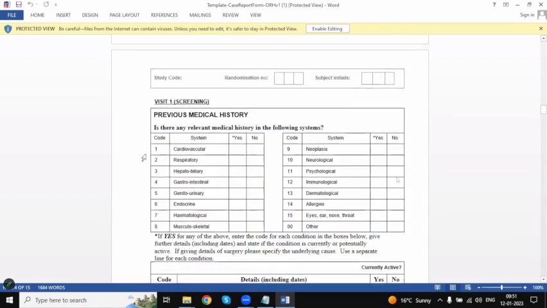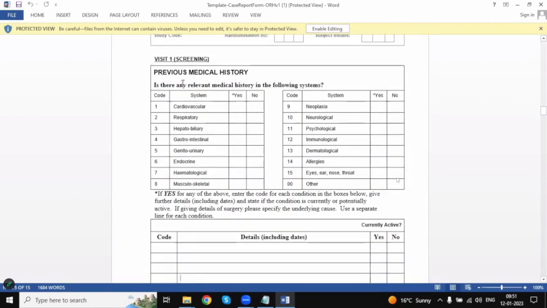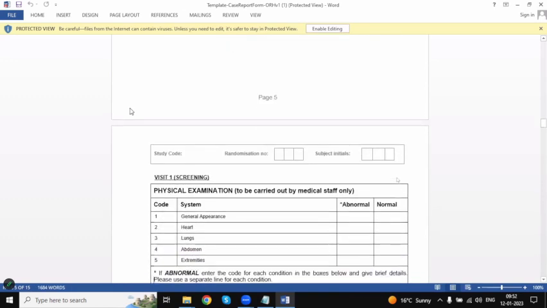Next. This is a separate page: previous medical history. Has the subject previously had any medical problems, any disease or illness, any surgeries, or been in any accidents? Those previous medical problems will be captured on this page. In the past, if you have had any diseases or medical problems, they will be captured here. Okay. Next.